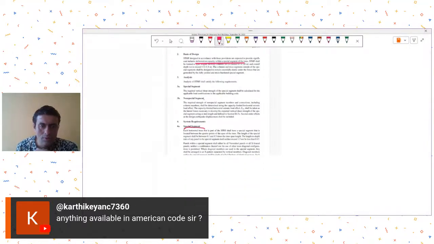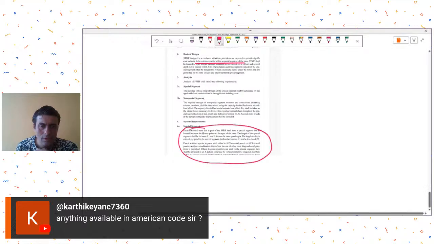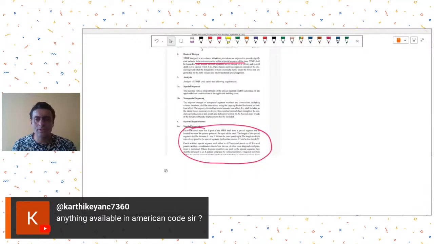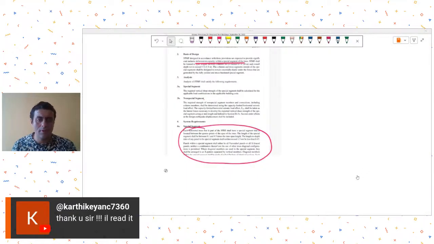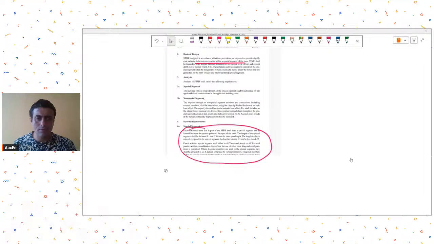So this is your truss, and part of it I think will be dedicated to lateral load resistance. Interesting. Yeah, you read it. Maybe it might help you also. Okay. So this was engineer Karthikeyan with his query.